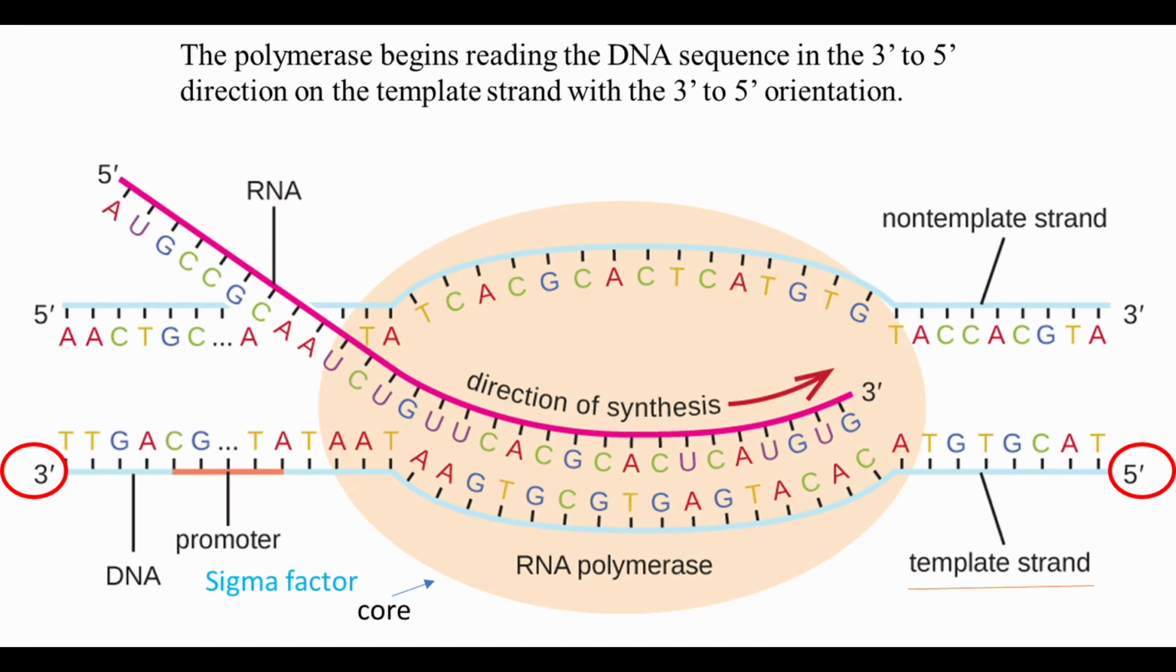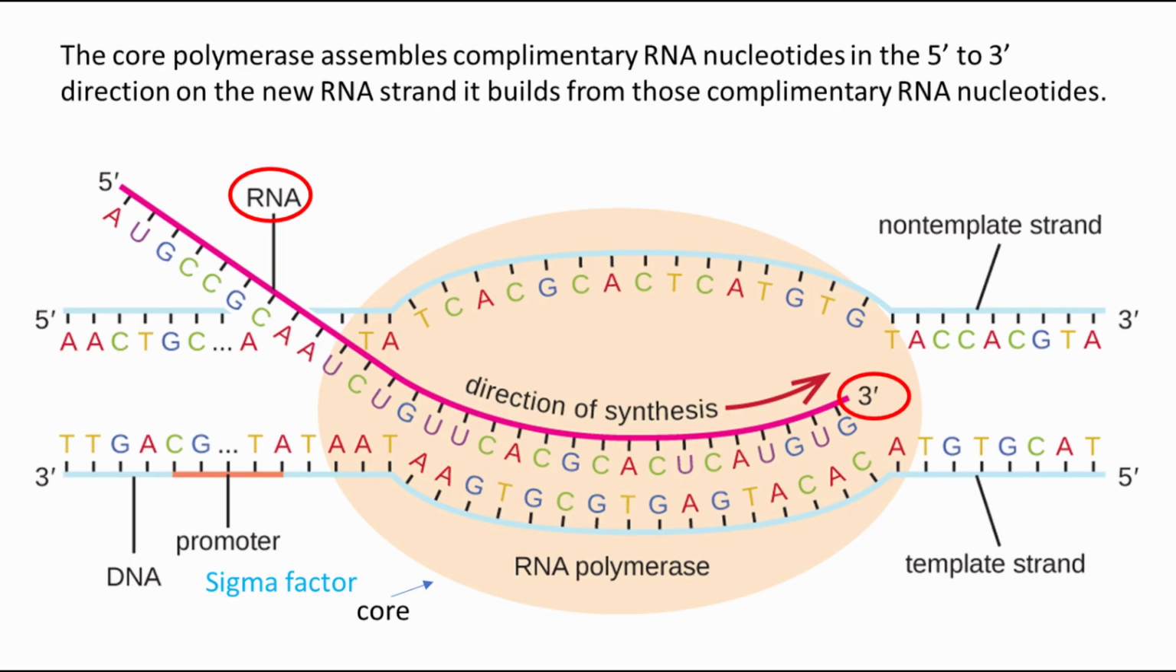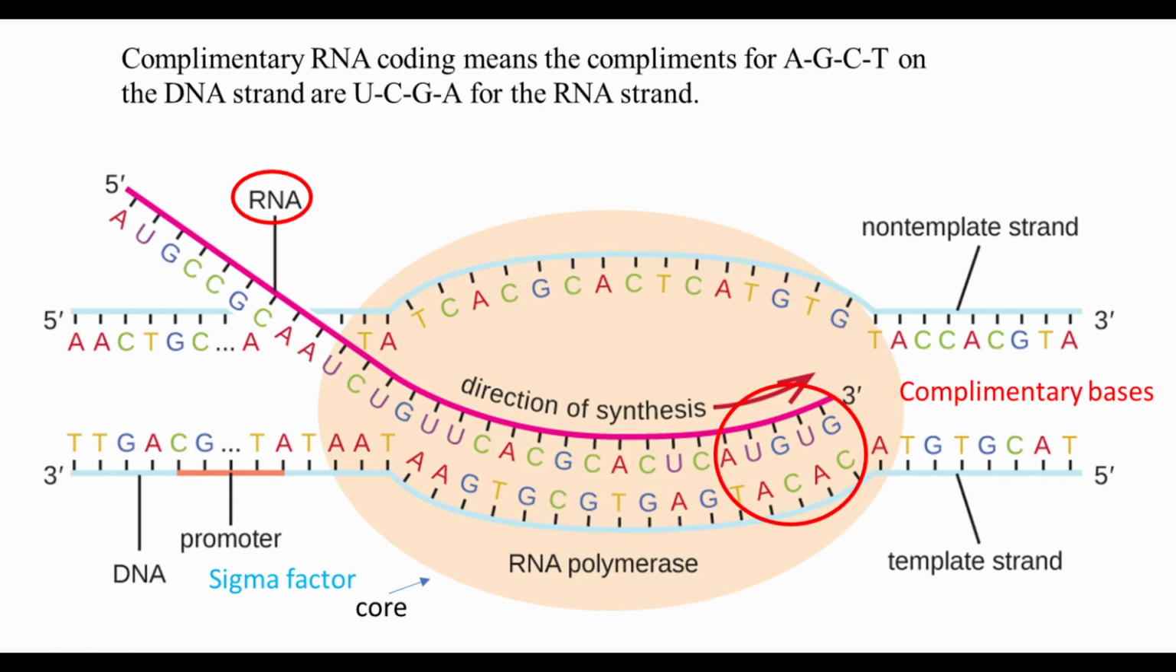The polymerase begins reading the DNA sequence in the 3' to 5' direction on the template strand. As it reads, the core polymerase assembles complementary RNA nucleotides in the 5' to 3' direction on the new RNA strand it builds from those complementary RNA nucleotides. If we remember from DNA synthesis, complementary RNA coding means the complements for AGCT on the DNA strand are UCGA for the RNA strand.